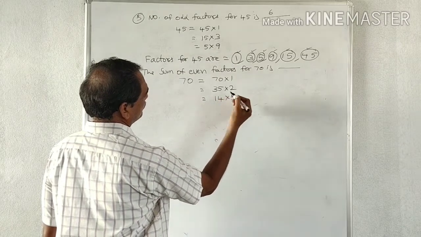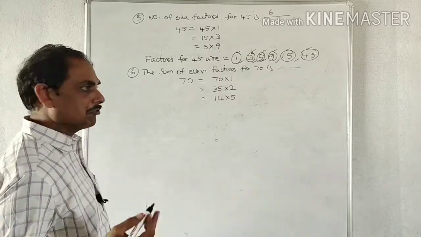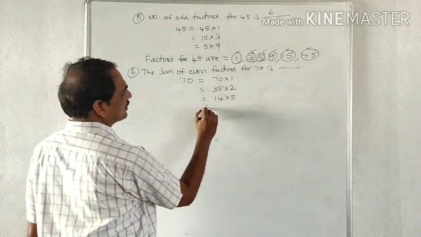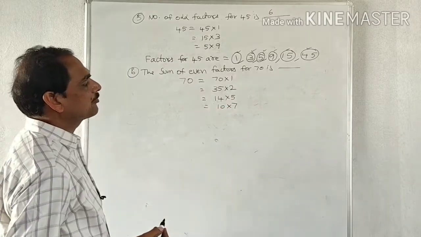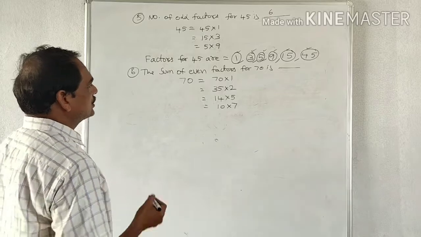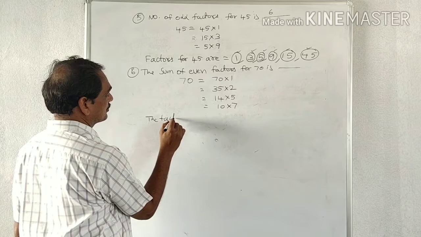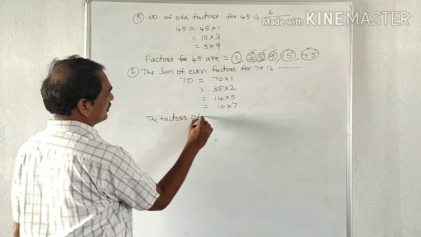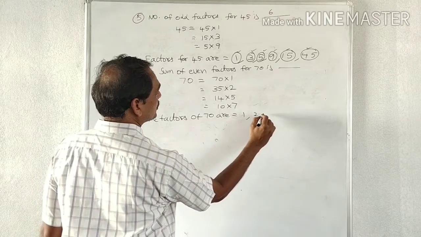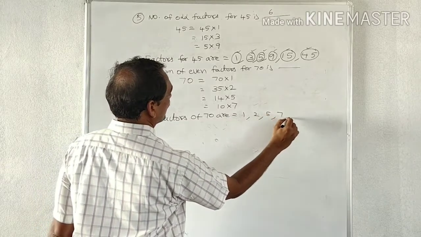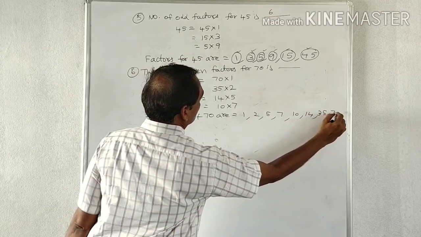14 times 5 is 70, so it is not divisible by 3 or 4. Next, 10 times 7 is 70. There is no other multiplicative factor for 70. So the factors of 70 are equal to 1, 2, 5, 7, 10, 14, 35 and 70.